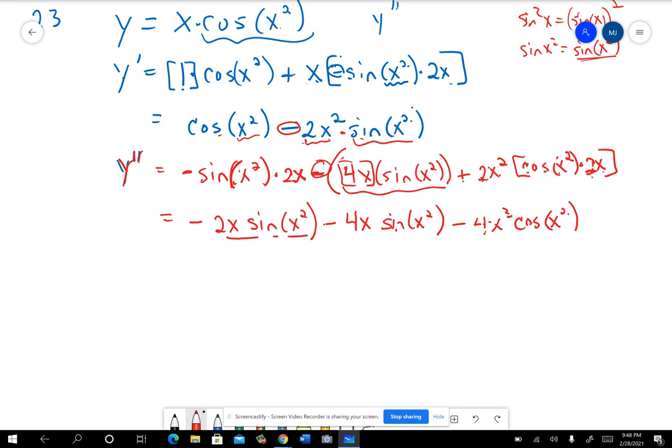Okay, and then these have the same variable part, see? Negative 2x and negative 4x would be negative 6x sine of x squared, minus 4x to the third cosine of x squared. And that would be your y double prime. So if you really work on your homework, I don't think you're going to think of chain rule problems as being that complicated once you get the hang of it. You just need to see it, because reading the rule makes it sound hard.